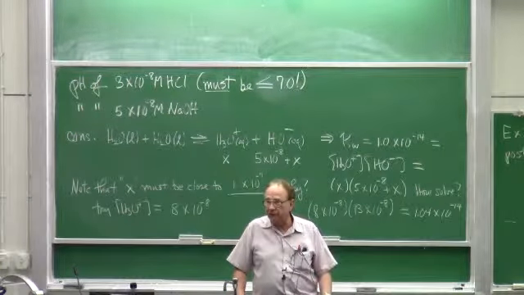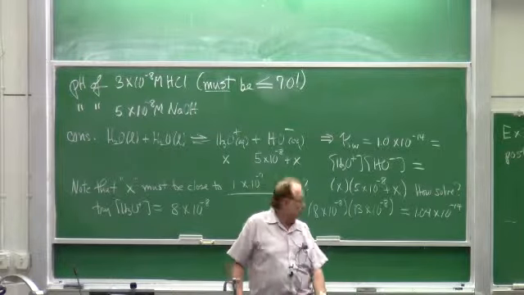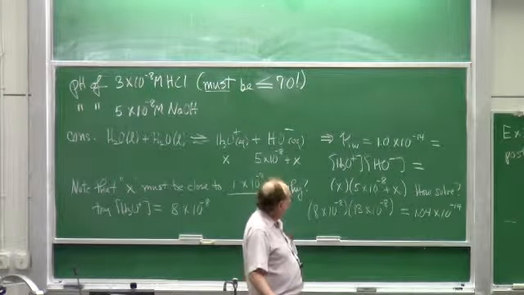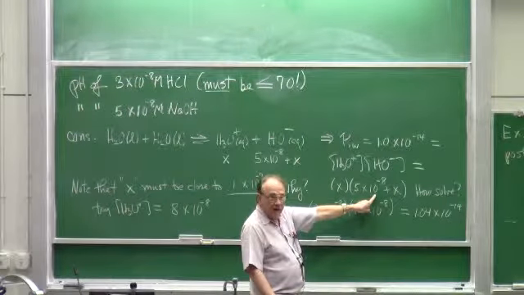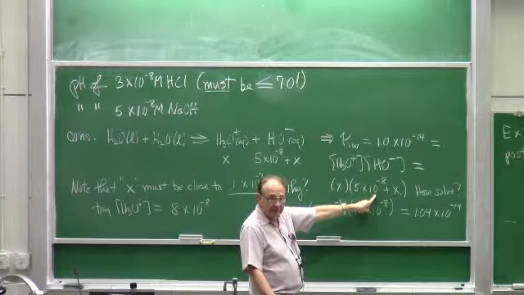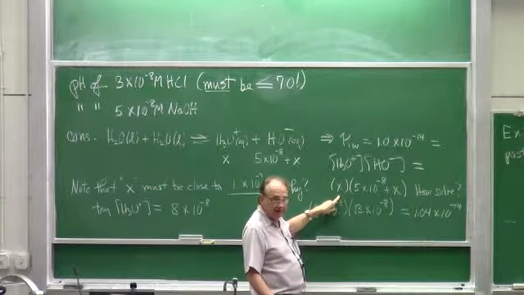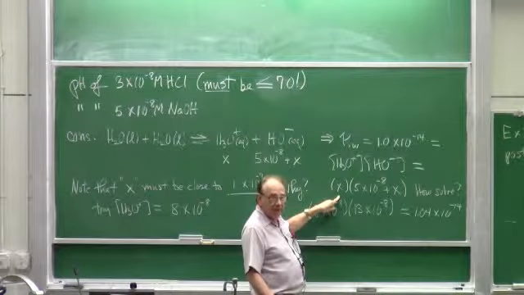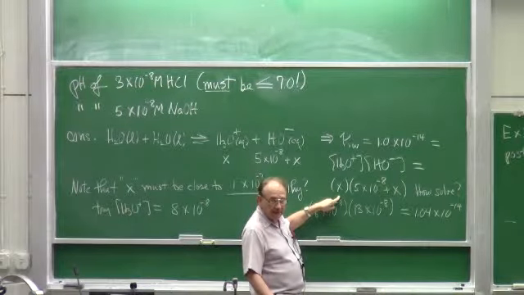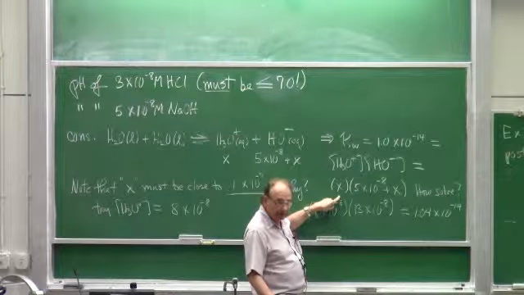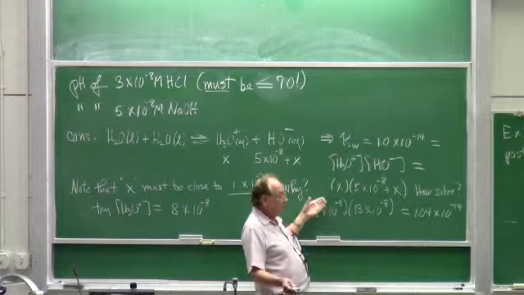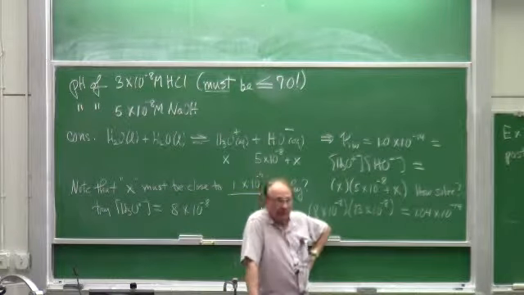If, for example, you tried first 5 times 10 to the minus 8, let's try it. That makes this 1 times 10 to the minus 7 times 5 times 10 to the minus 8. That gives you 5 times 1 is 5, times 10 to the minus 15. Too small. So I haven't done anything fancy.